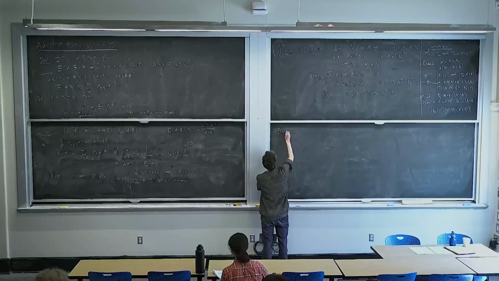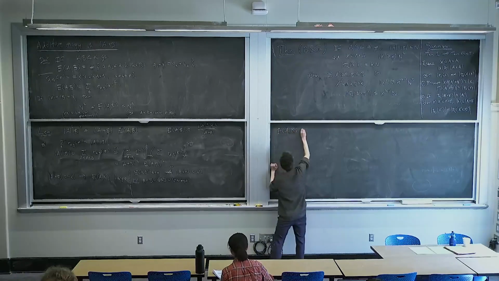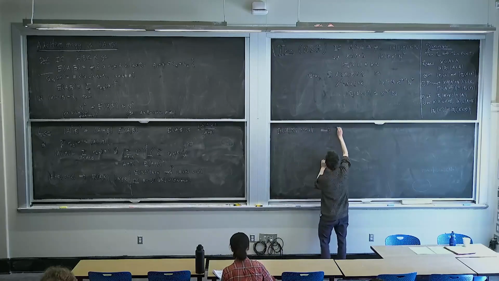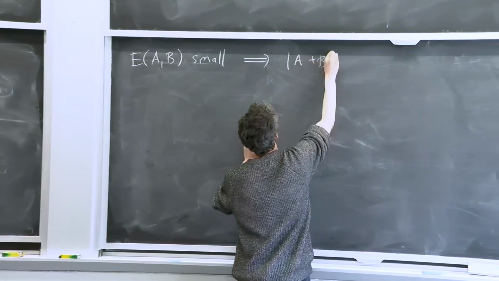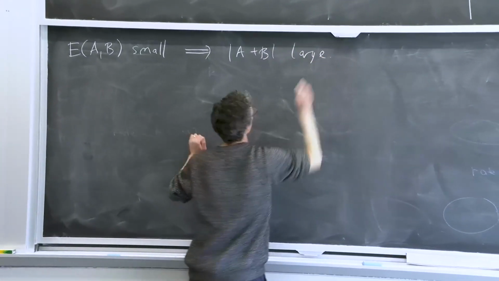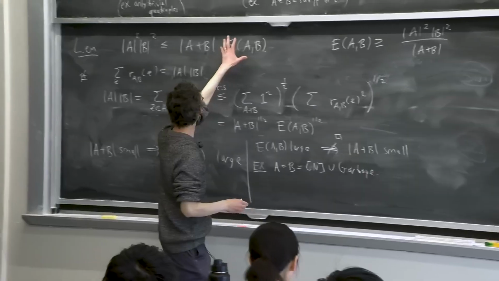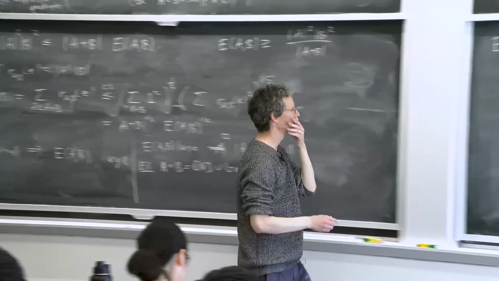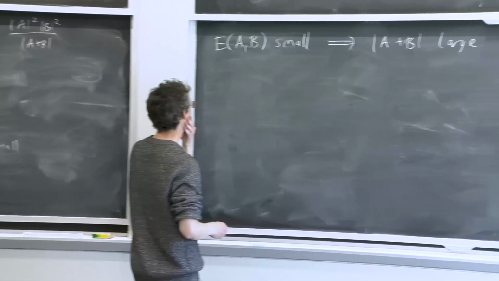Now, if the energy of A and B is small, that implies that the size of A plus B is large. That's just the contrapositive of what we wrote before. Or you can see it from this formula. If this is small, then this one must be large.